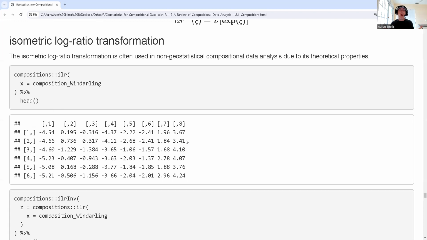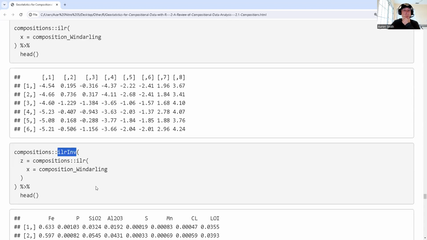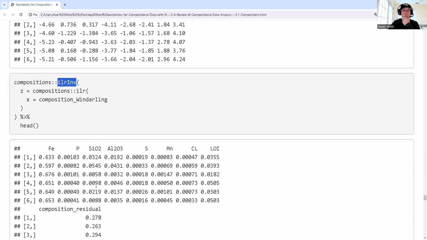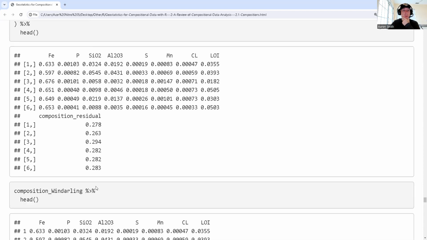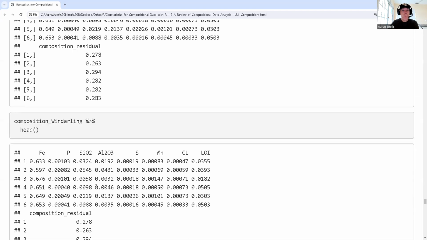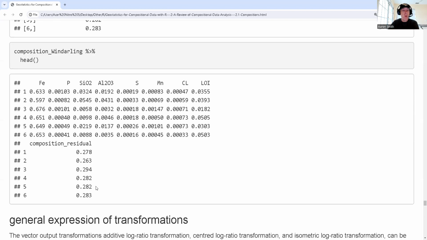Now, the next one we want to talk about is the isometric log ratio transformation. And so this is often used in non-geostatistical composition data analysis due to its theoretical properties. So this has some nice theoretical properties that we'll get to in future videos. And so in the compositions package, it's ILR for isometric log ratio transformation. And once again, I have an inverse function. All right. And so I can go through and execute very nicely. And I'll end up getting the same exact values once again.